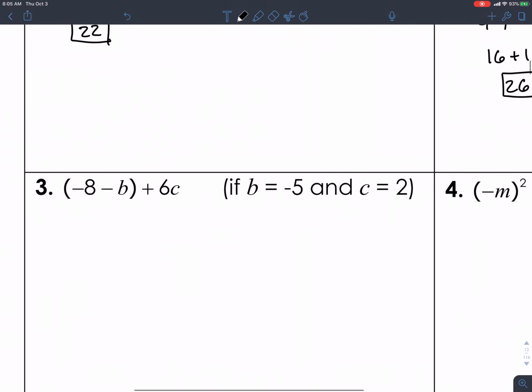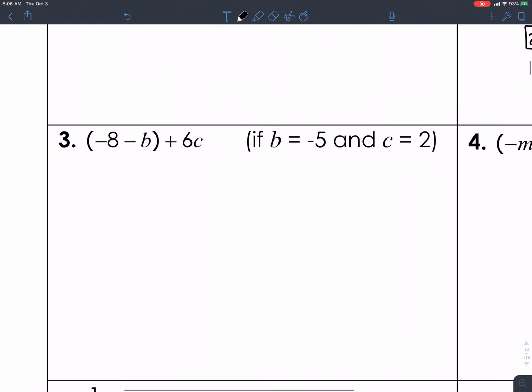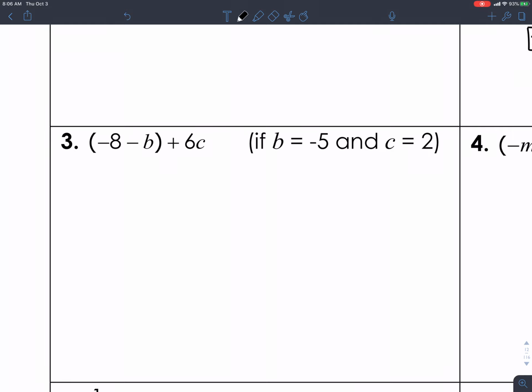Now I see all these negatives. Oh no, what am I going to do? Do it piece by piece, just like I said. Well, we know what B is and C is, so we've got parentheses here. I've got a -8.